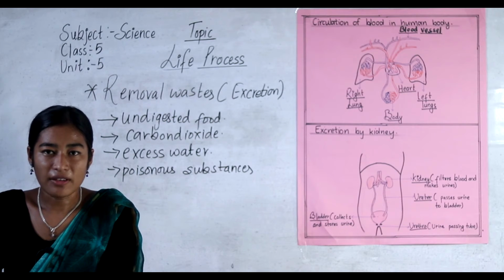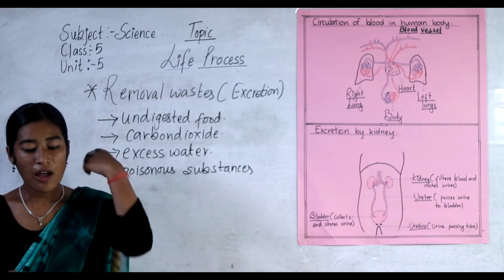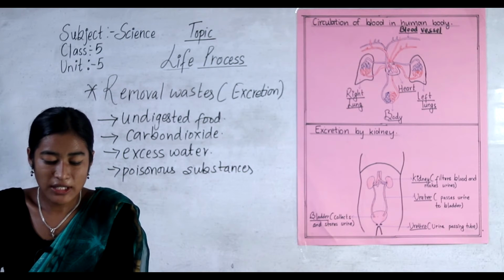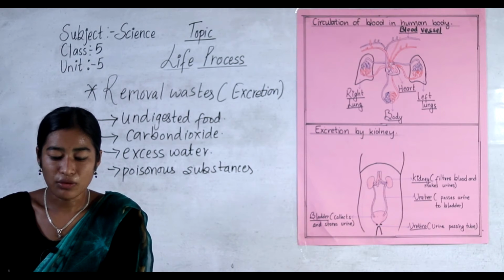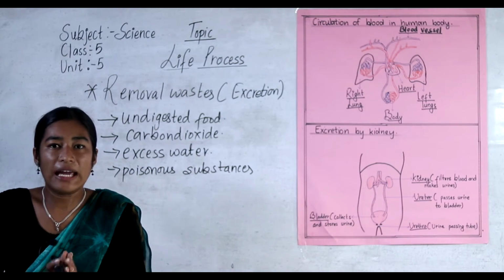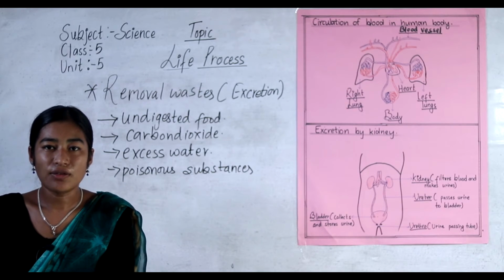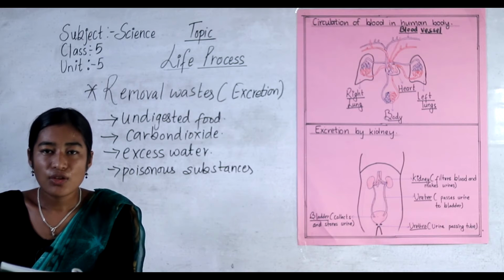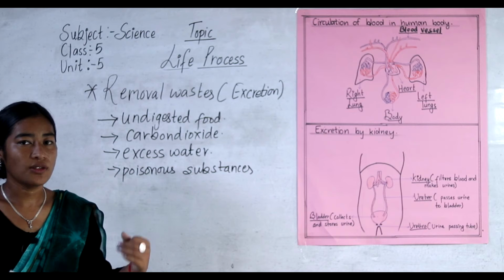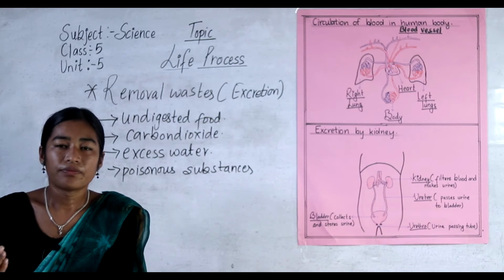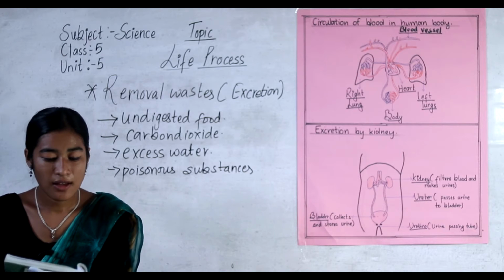Now I am going to read the next paragraph. Carbon dioxide is excreted through the lungs during respiration, you know that. So the carbon dioxide gets out from our body through the lungs while doing respiration. The air we breathe out contains carbon dioxide gas. We inhale oxygen and we breathe out carbon dioxide gas.